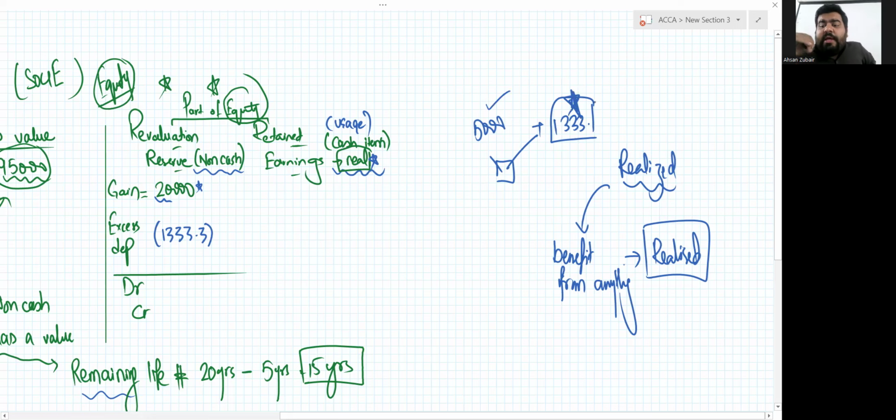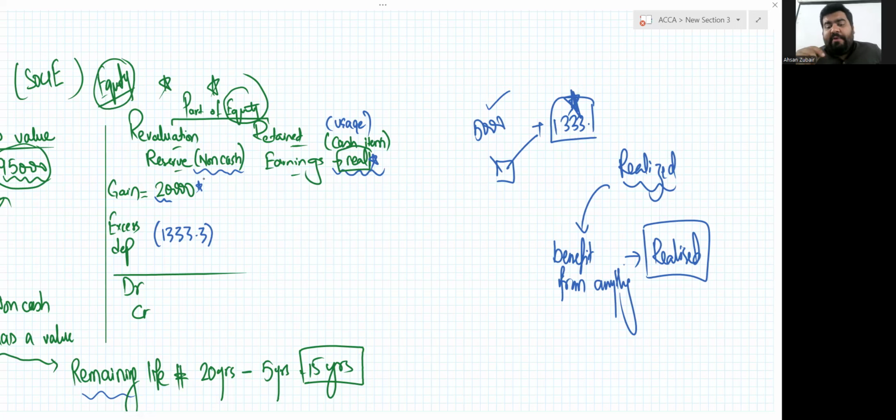This 1,333 was excess depreciation above the normal depreciation due to revaluation, and the revaluation gain was 20,000. So 20,000 was the extra part of the asset above the normal value, that was the revaluation non-cash gain. So the non-cash gain was written in the reserves. Reserves mean revaluation reserves under the equity part.